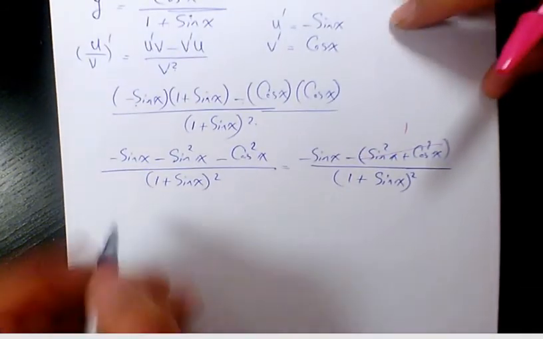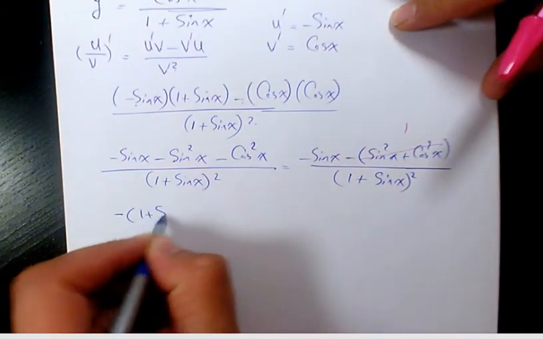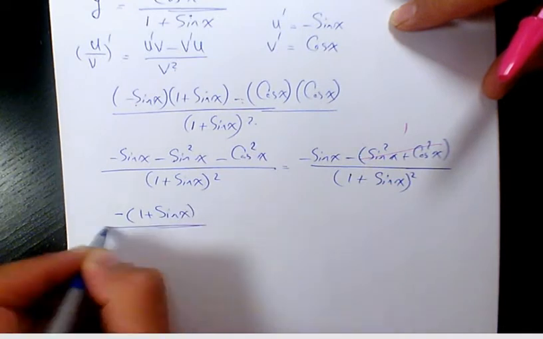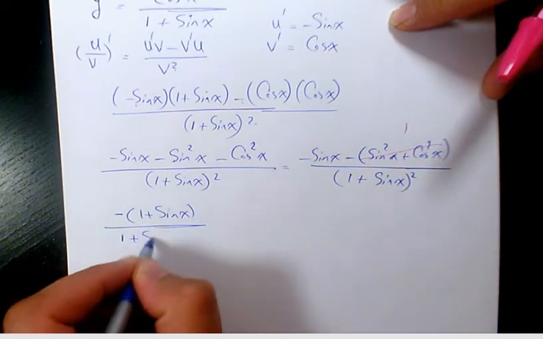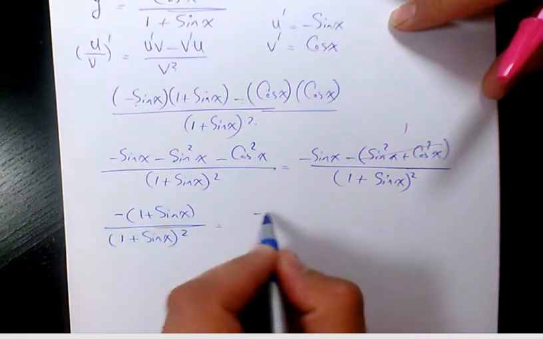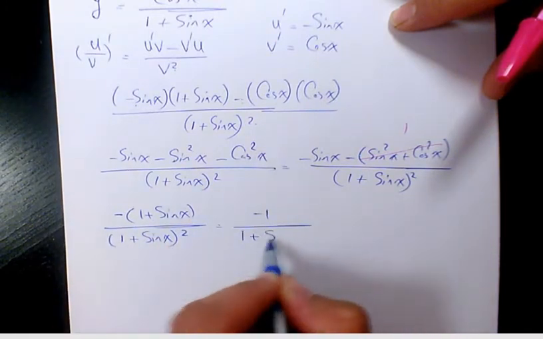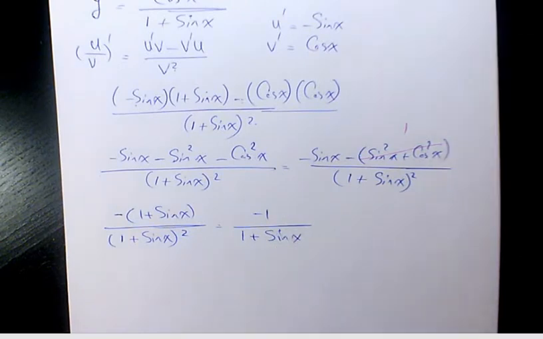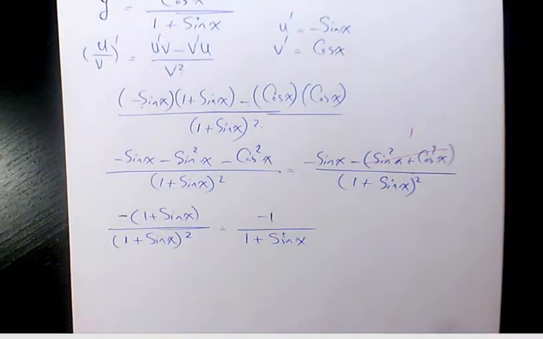So we have negative (1 plus sine x) in the numerator, and in the denominator we have (1 plus sine x) to the power of 2. Then we cancel out, and it's going to be negative 1 over 1 plus sine x, which is the final answer.